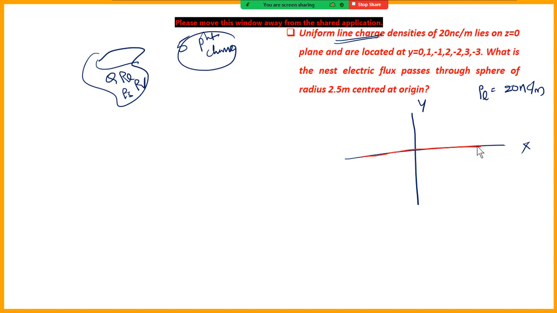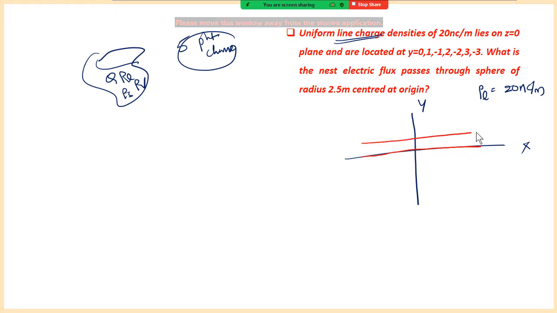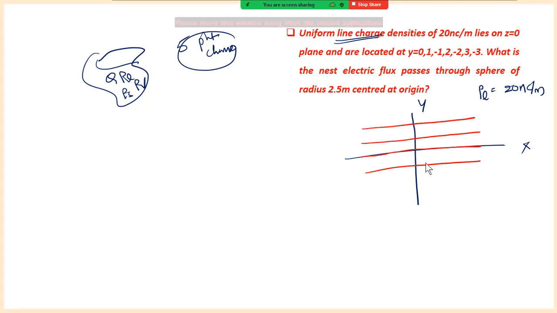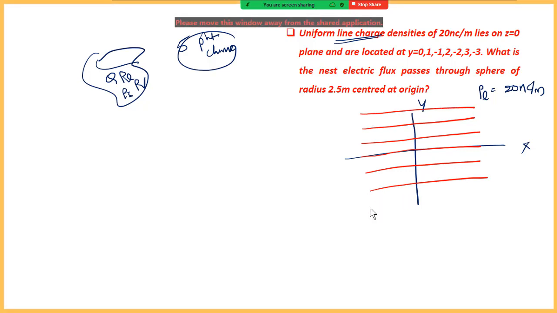So on the x-axis we have one line charge. Next, at y is equal to 1 we have another line charge, y is equal to -1 we have, y is equal to 2 we have a line charge, -2 we have, and 3 we have, -3 also we have. So in this manner we have the line charges. Now you see the remaining question. All are having the same amount of rho L, that is 20 nanocoulombs per meter.